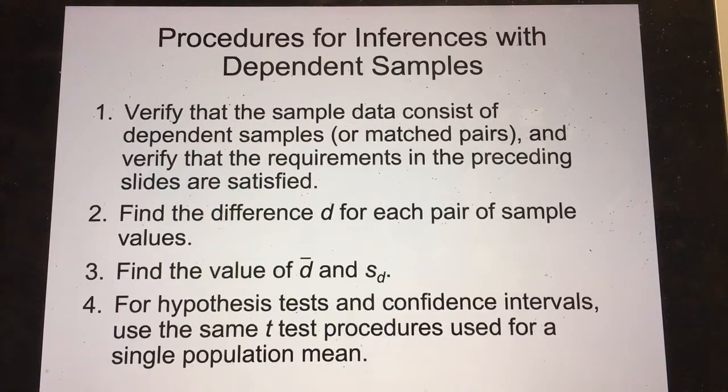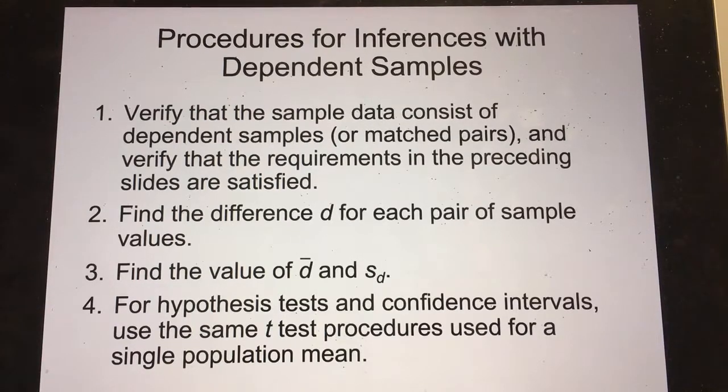Again, we would do that on the calculator using the T distribution. So again, this is our procedure: verify that the sample data consist of dependent samples or matched pairs, and verify that the requirements in the preceding slides are satisfied. Find the difference D for each pair of sample values. Now, I'm going to do this on my calculator because it's less work. Find the value of D bar and S of D.